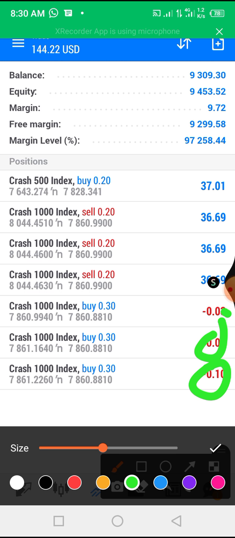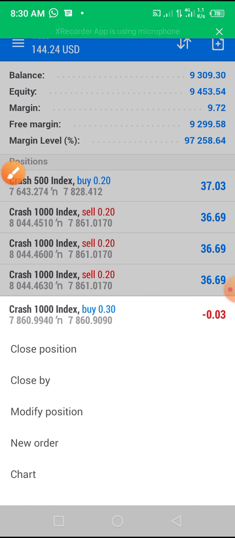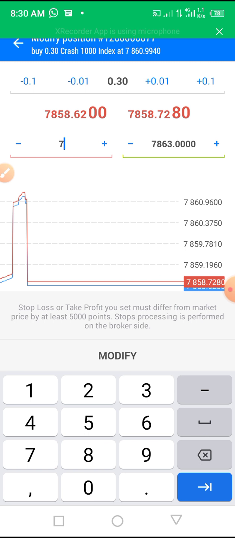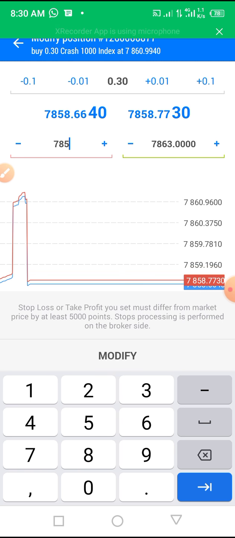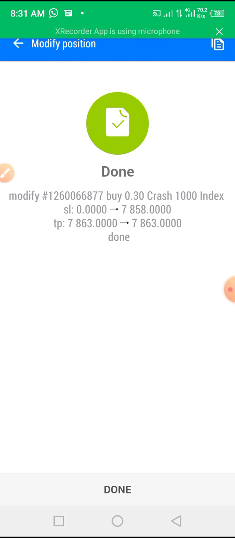All these markets. If I want to put stop loss, I'll just press and hold any of them. Press and hold. Go to modify. You come to stop loss. 78.59. Is that what I copied? I'm not sure. Let me say 58. Yes, because price has gotten closer to that place. That's why. 78.58. You click on modify.